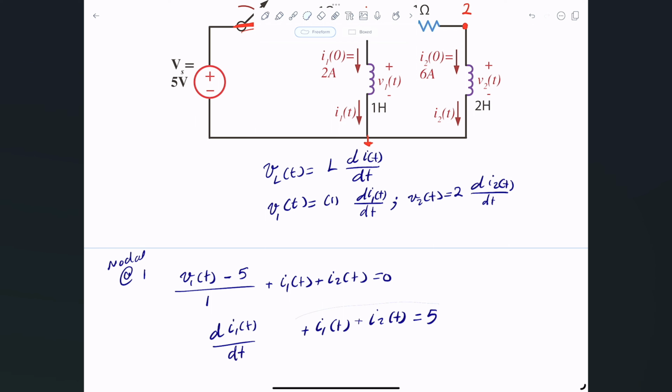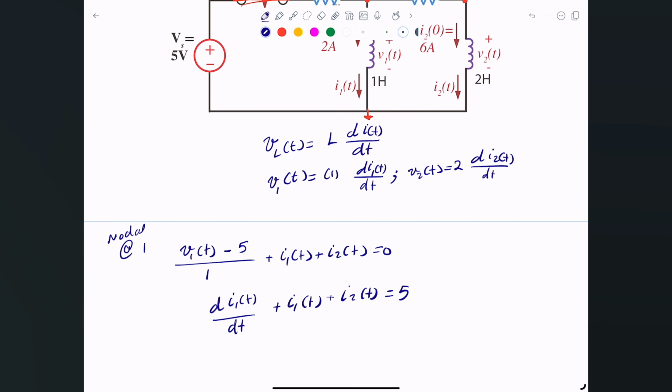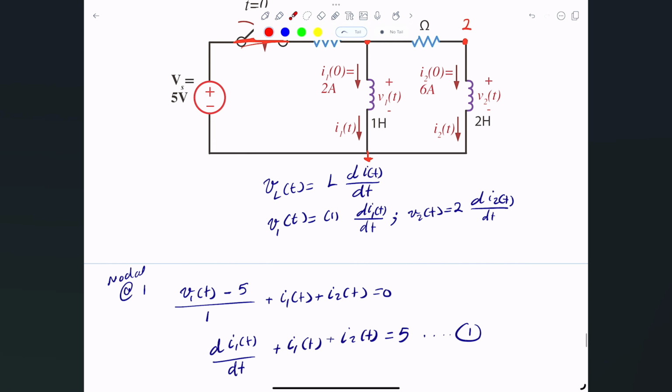Okay. So this is the first equation in here. I'll call this 1. This equation contains I1, I2, and the first derivative of I1. The next stage is I'm going to write the nodal equation right here.